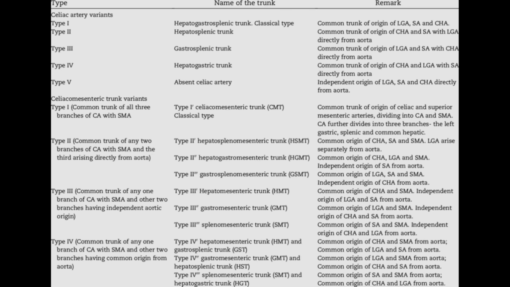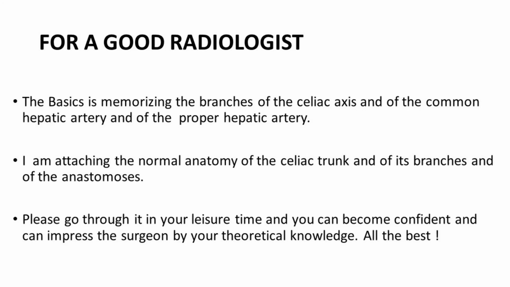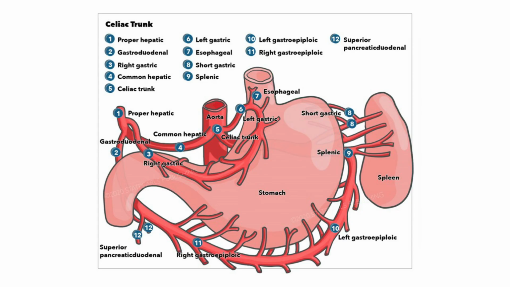To be a good radiologist, it is important to memorize the branches of the celiac axis and of the common hepatic artery and of the proper hepatic artery. See the normal anatomy of the celiac trunk and of its branches and of the anastomosis. Please go through it in your leisure time and you can become confident and can impress the surgeon by your theoretical knowledge. All the best.